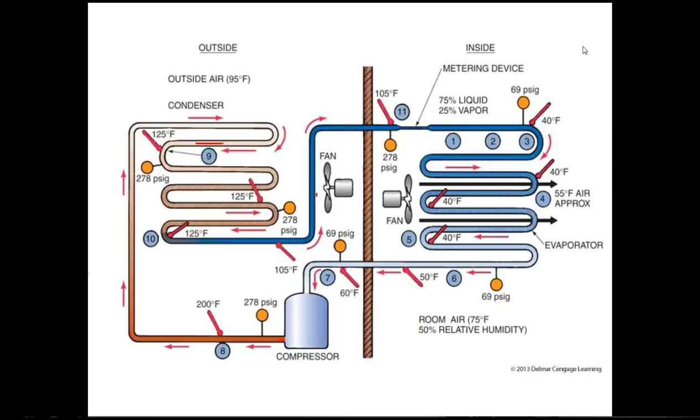All right, so we're going to start. We hit our metering device with a solid column of subcooled refrigerant. The metering device immediately drops the refrigerant from subcooled into the saturation point where it's 25% vapor and 75% liquid.